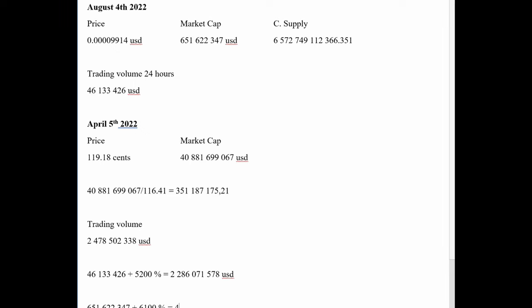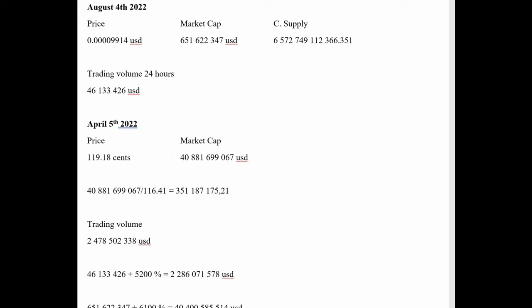So we actually get 40,400,585,514 USD. And of course we can check it. 651,622,347, if we would have used 6,200%, we would have gotten 41 billion. So it's a bit more, but it's still closer to that, and I want to keep it more realistic, not too high numbers, okay? Even if I believe that the market cap of the all-time high was higher than 41 billion, let's just play with the lower numbers, okay? It's not the all-time high, but still it's the same day.